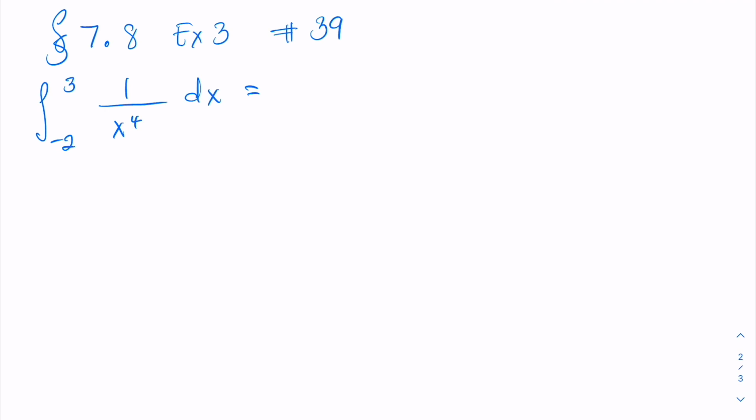For this problem, you can see that we have a discontinuity at 0 right here. So if I have 1 over 0, it's going to be undefined. Therefore, we're going to have to rewrite the integral into two different integrals. From -2 to 0, dx over x to the 4th, plus from 0 to 3, dx over x to the 4th.